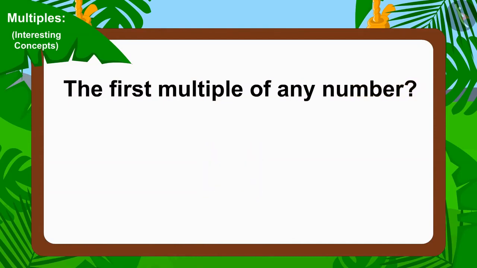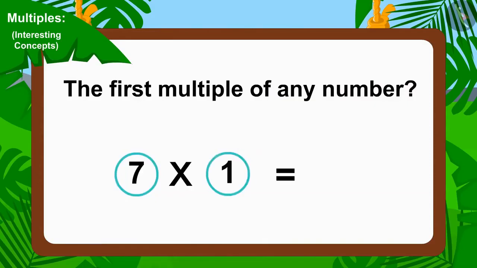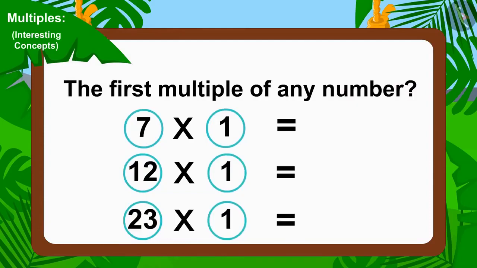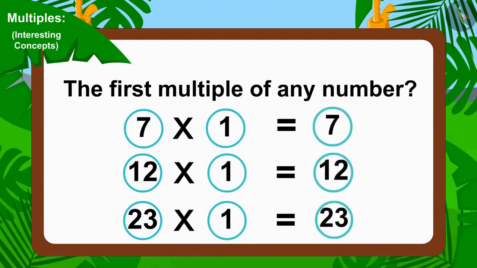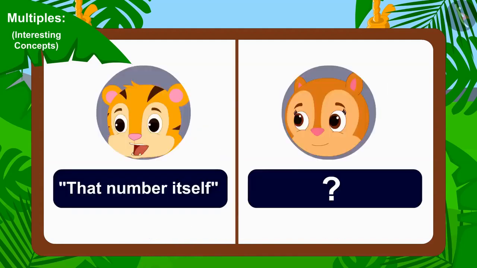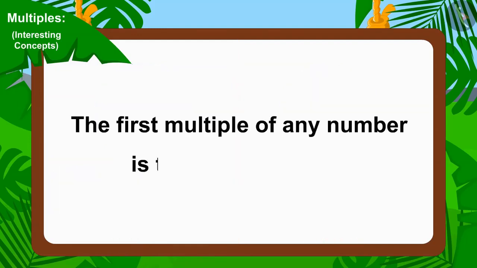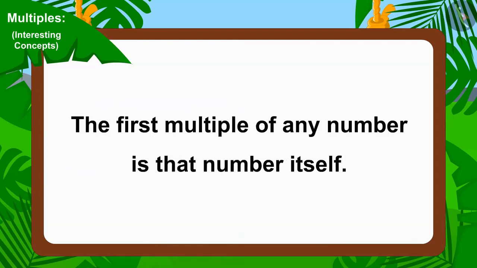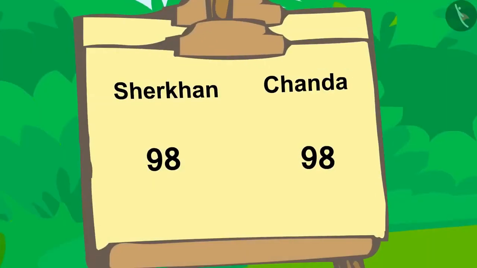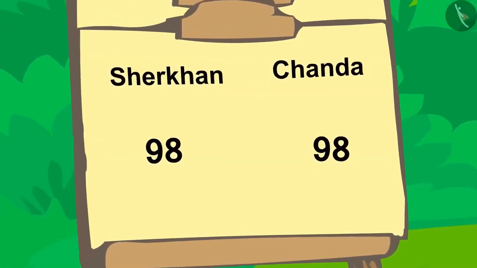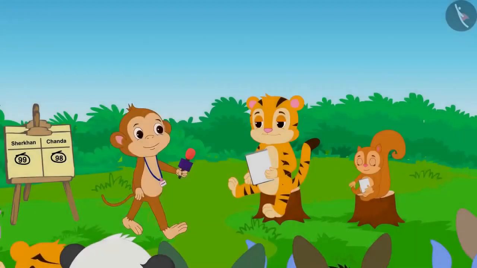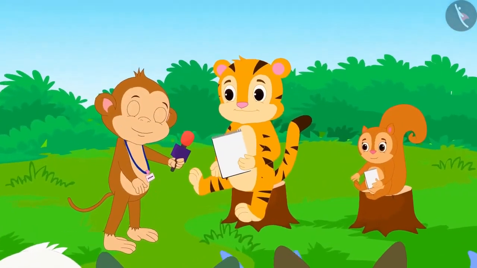Exactly. We must multiply that number by 1. And if we multiply any number by 1, the answer will be the number itself. So Sher Khan's answer is absolutely correct. The first multiple of any number is that number itself. Sher Khan is now 1 point ahead of Chanda. Let's see what is the next question of the competition.